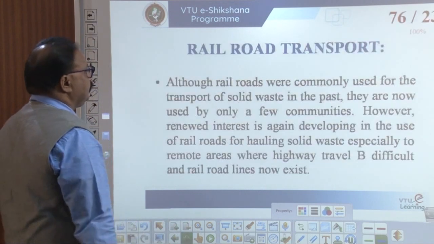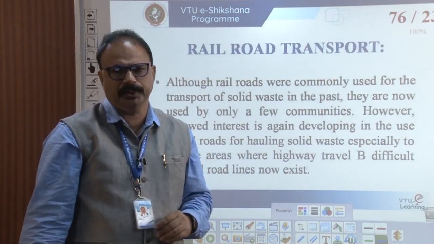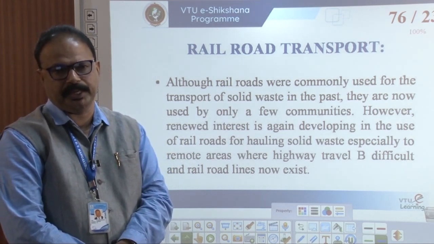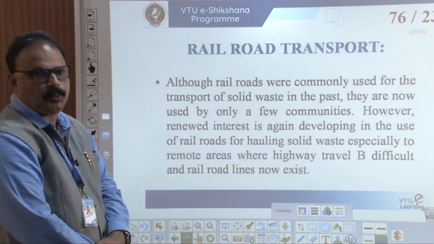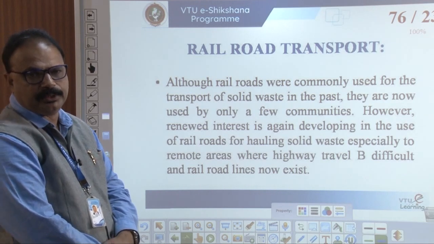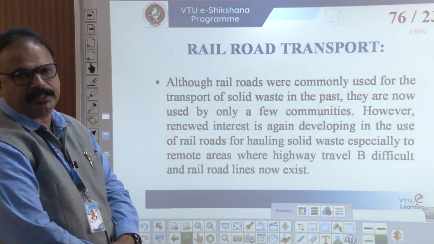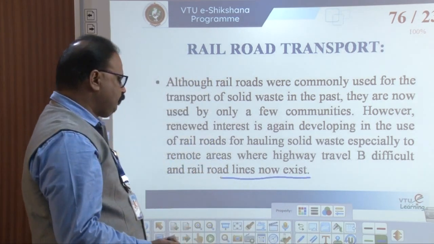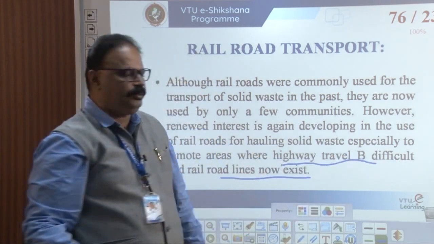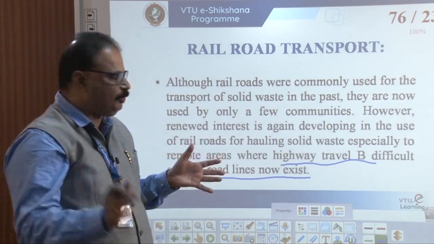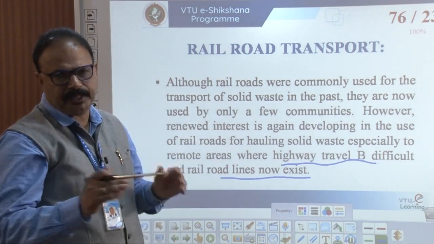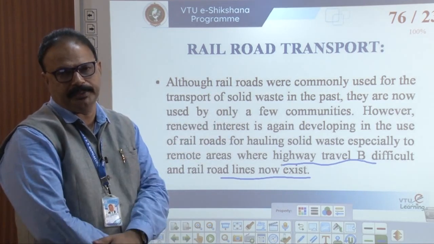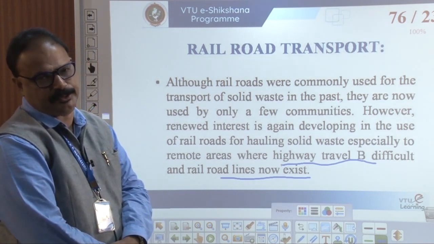Another one is the railroad. Railroad is commonly used for a large quantity of waste from a few communities, especially in remote areas where highway travel is difficult, if a proper railway line exists. We have containers filled with waste, keep them on a goods train, take them there and dump them in some places. Railroad is a common transportation system.